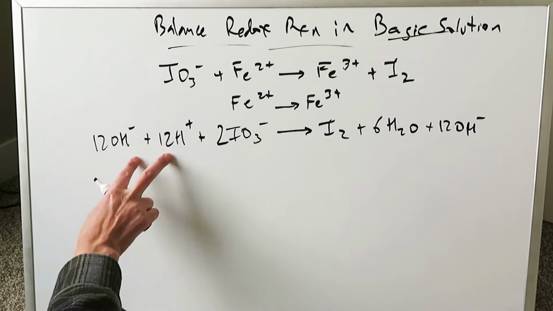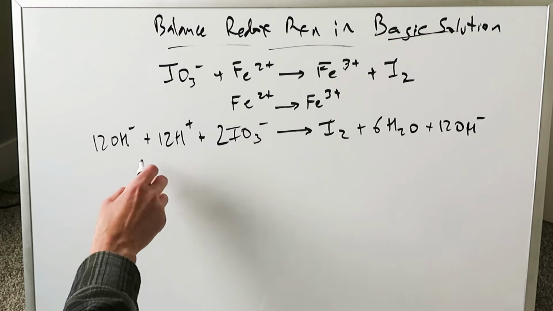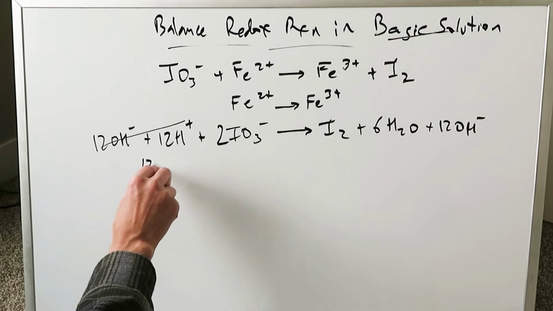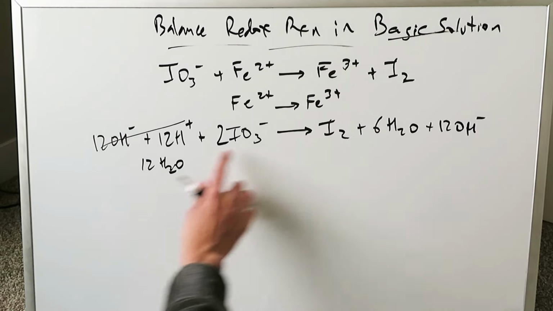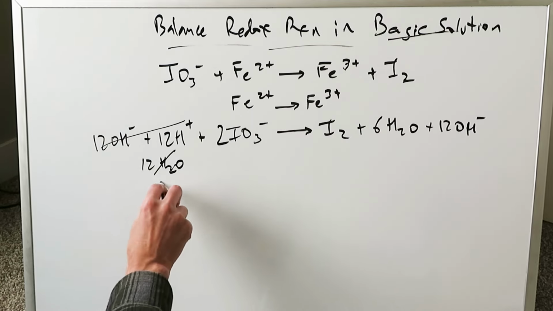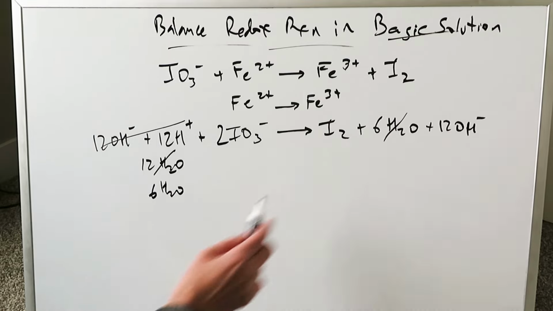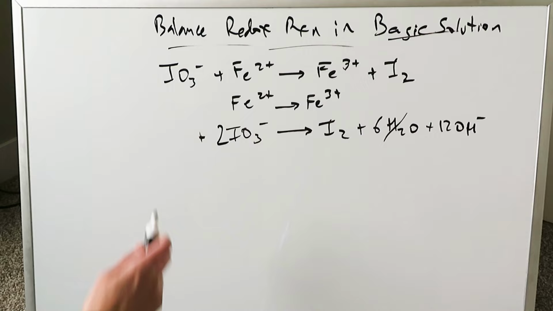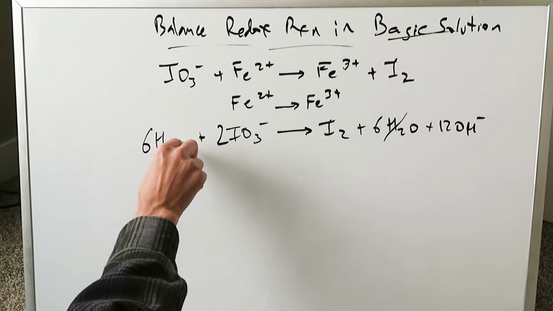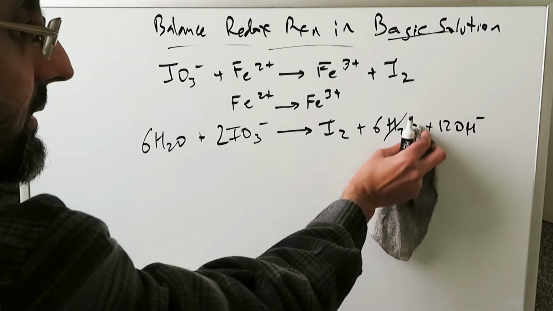What I can do here is combine this, and this here will cancel out into 12 water molecules. Another thing I can do is I can cancel out this 6 with this 12, and I'll do that. I'll have 6 waters over here and I'll lose this. I'm going to clean this up and then we'll start looking at the charges. When I clean up this side, you know we have 6 water molecules here. When I clean up this side, we lose this.